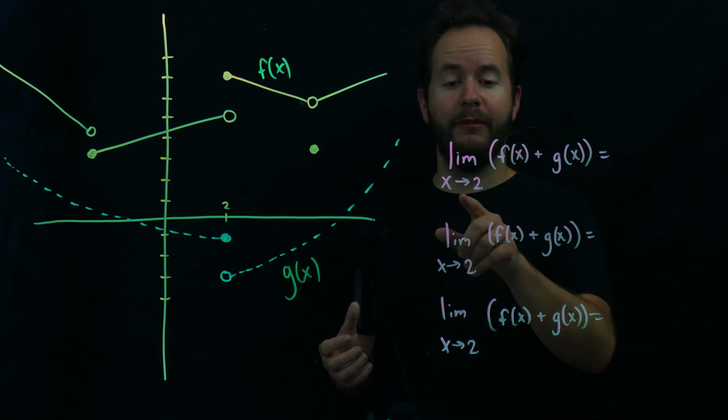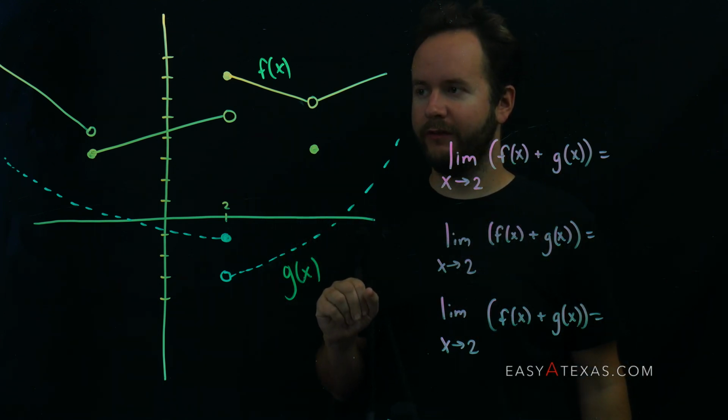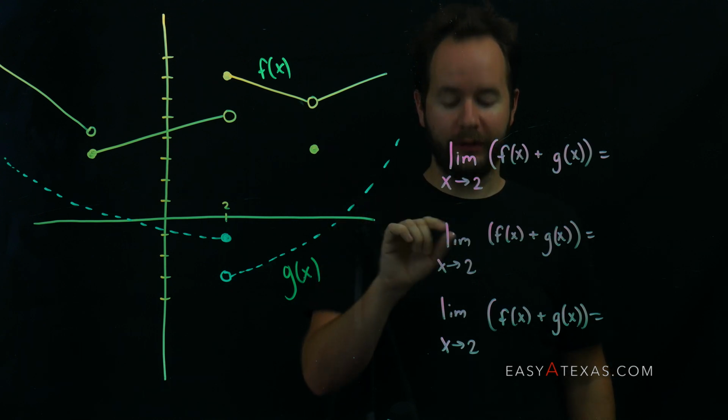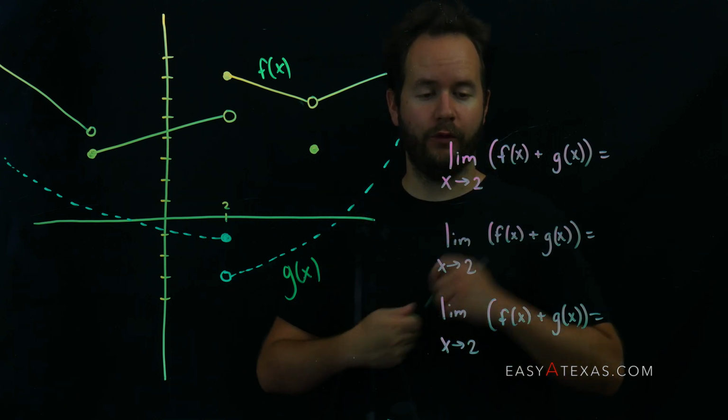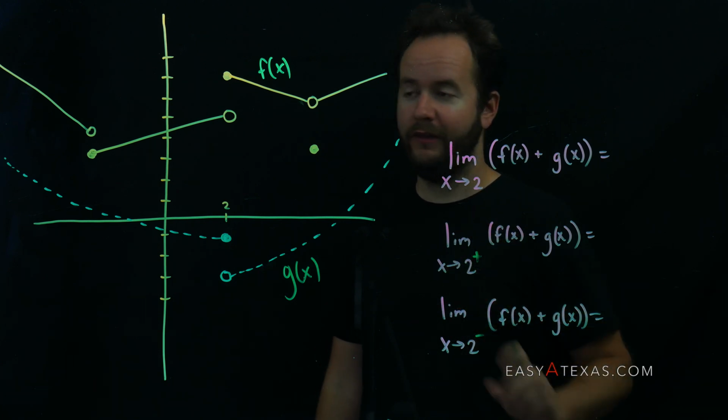Here we're being asked to find the limit as x approaches 2 of f of x plus g of x, given the graphs of f and g of x. What we're going to do is evaluate both the left-hand limit and right-hand limit for these functions. So we're going to put a plus here and a minus here. This is going to be our right-hand limit. This is going to be a left-hand limit.